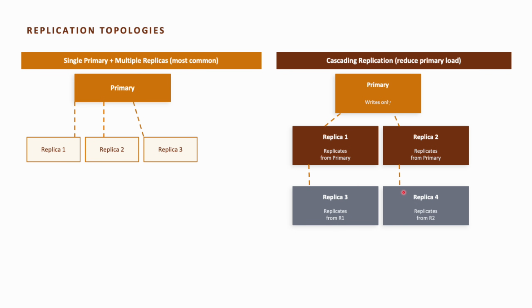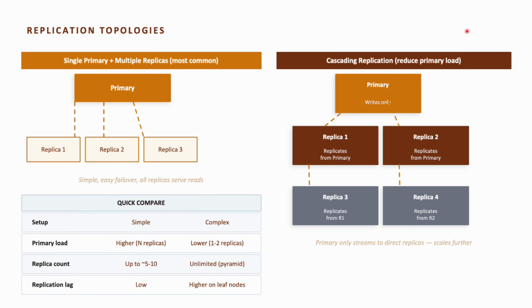But here is the trade-off with cascading. Leaf nodes are further from the primary in the replication chain, right? So their lag is slightly higher. Replica 3 and replica 4 in this diagram lag behind the primary by the sum of 2 replication steps. So usually still under 1 second, but worth monitoring. And cloud database services like Amazon RDS and Google Cloud SQL handle much of this complexity for you. You can add read replicas through a UI click, and they manage the WAL streaming, monitoring, and failover automatically.